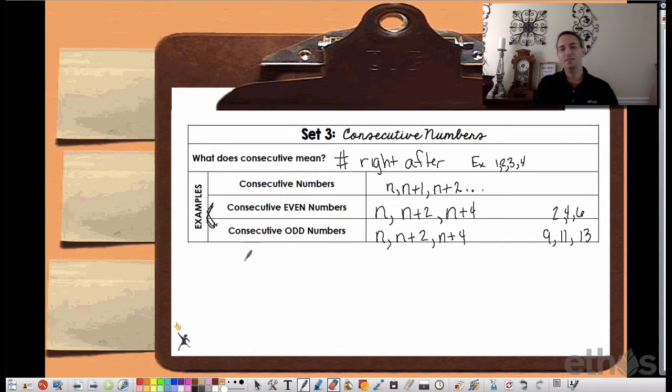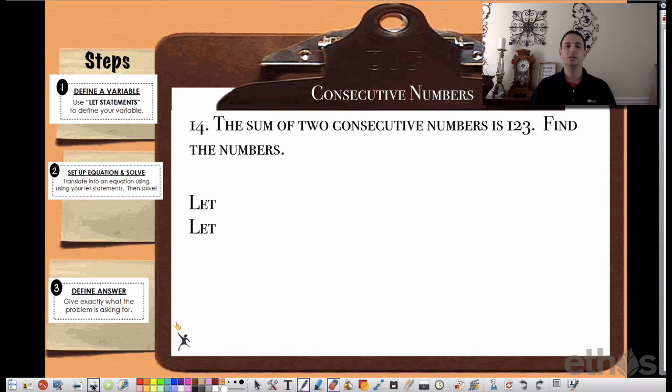Now that we have this under our belt, we can take a look at these ideas. The sum of two consecutive numbers. We've only got 2, so we're going to have let x, and then consecutive numbers, so it's not odd or even, so it's x plus 1. First number and second number. So we know the sum of those, so it's x plus x plus 1 is equal to 123.